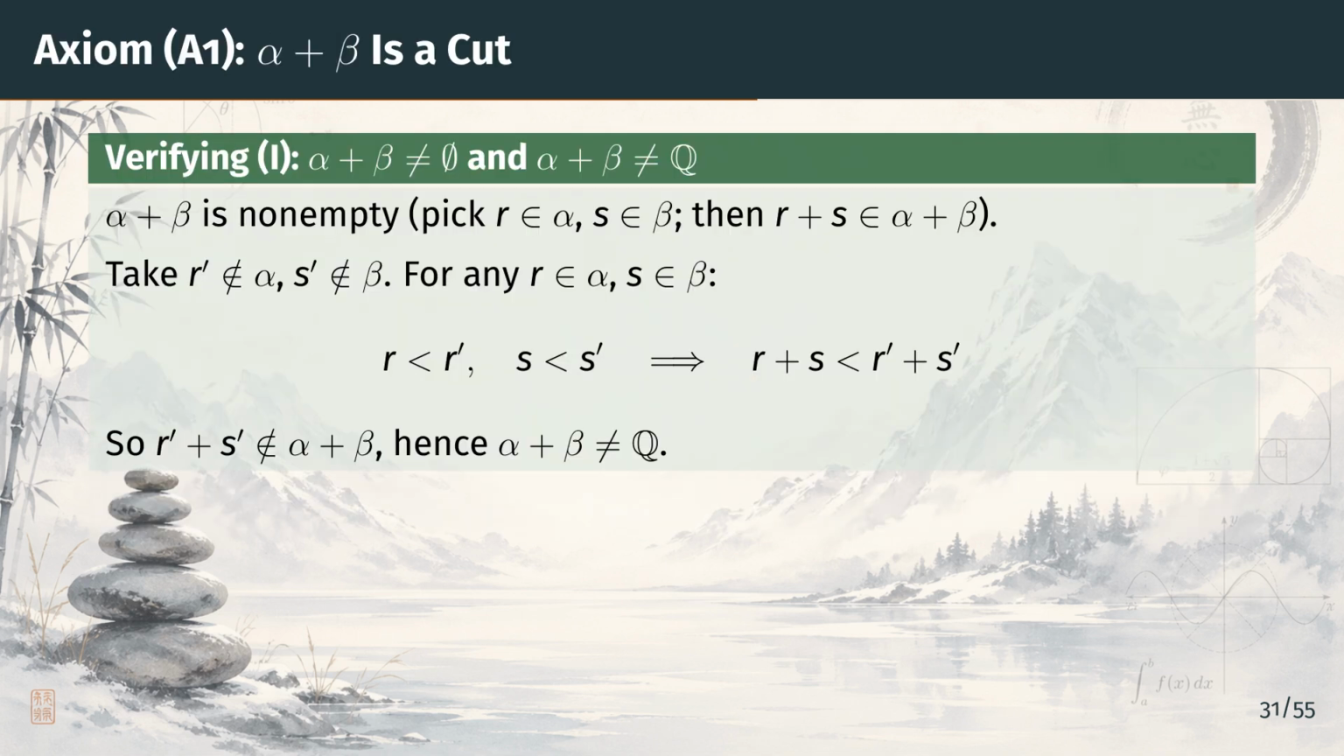The clever move here is the second half. To show the sum cut is not all of the rationals, we build an explicit ceiling witness. We grab a rational above alpha and one above beta, and their sum acts as a ceiling above alpha plus beta. Why does that work? Because sums of smaller things stay smaller than sums of larger things. A trivial fact about the rationals, but it is exactly what lets the cut property propagate from the inputs to the output. If addition did not respect ordering, this whole construction would collapse.